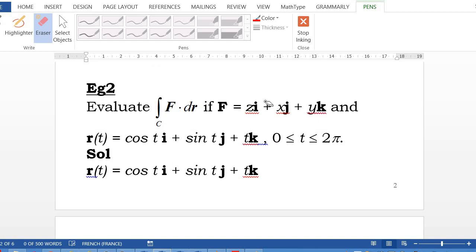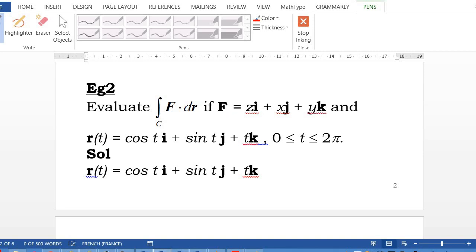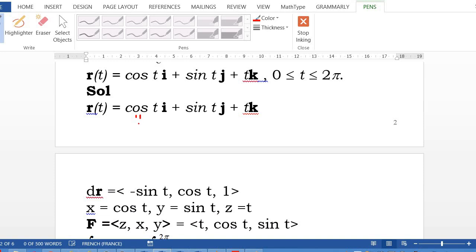Second example, same thing: evaluate the line integral of F dot dr, given that F is z i plus x j plus y k, and r(t) is cos t i plus sin t j plus t k, t from 0 to 2 pi. From r(t), the i component is x, so x equals cos t. The j component is y, so y equals sin t. The k component is z, so z equals t.